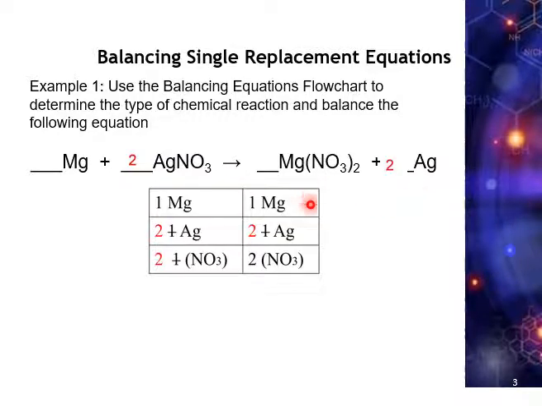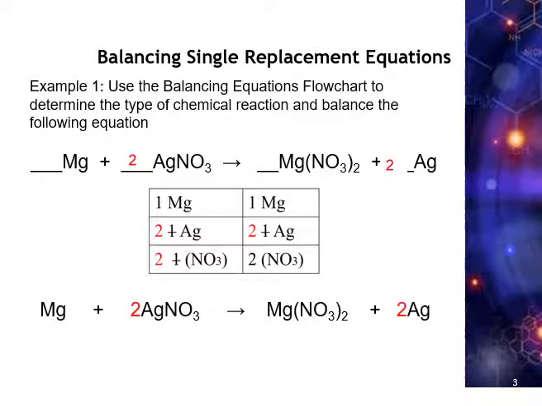We have 1 magnesium and 1 magnesium, 2 silvers, 2 silvers, 2 nitrates, 2 nitrates. The equation is balanced. The correct answer is magnesium plus 2 molecules of silver nitrate yields magnesium nitrate plus 2 atoms of silver.